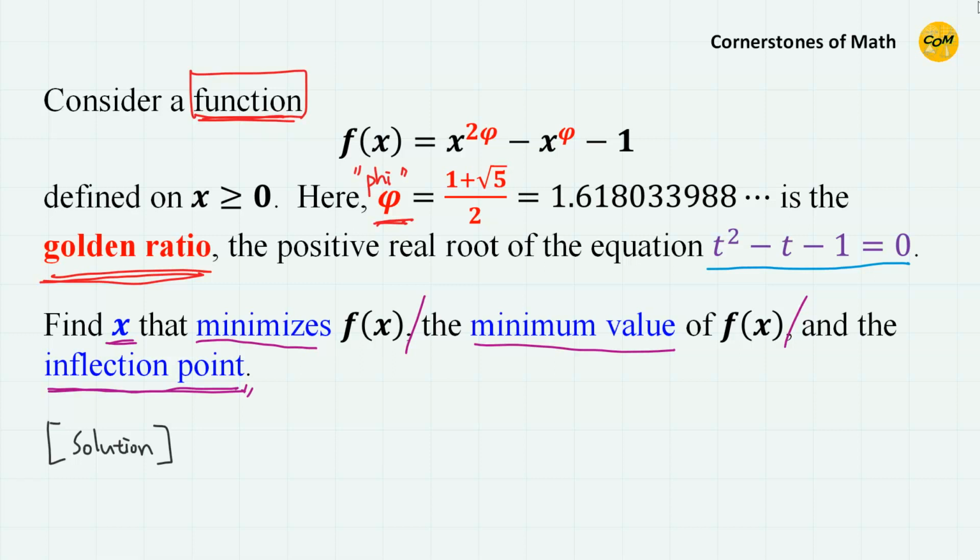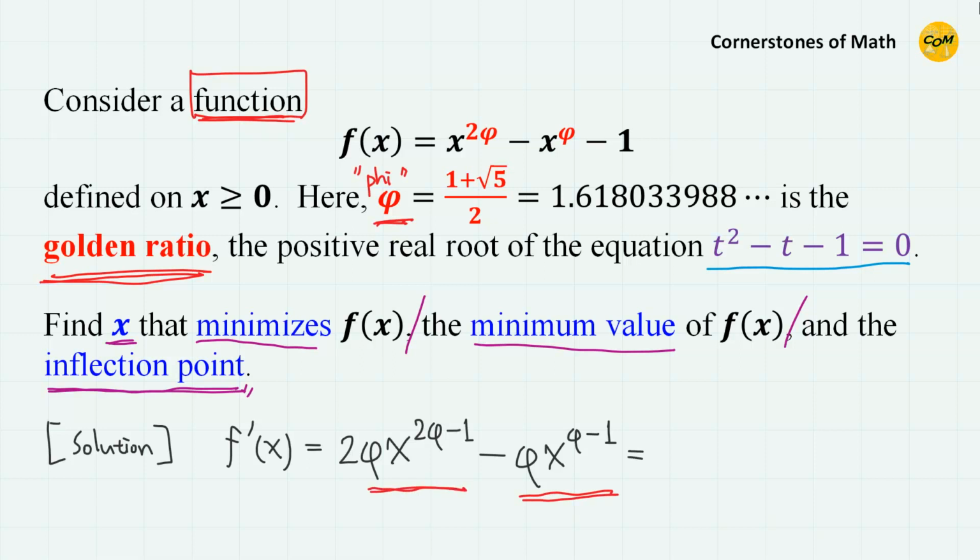Alright, so in order to find the minimum value, we first have to obtain the derivative. So let's take the derivative. Then we have 2 phi x to the power of 2 phi minus 1, then minus phi times x to the power of phi minus 1. Here, notice that we have the common part phi x to the power of phi minus 1, which is also hidden in here. So if we write phi x to the power of phi minus 1 at the front, then we have 2x to the power of phi, then minus 1.